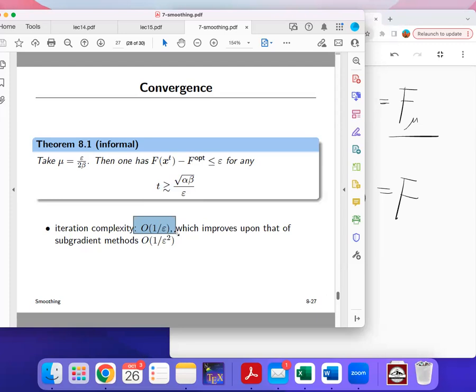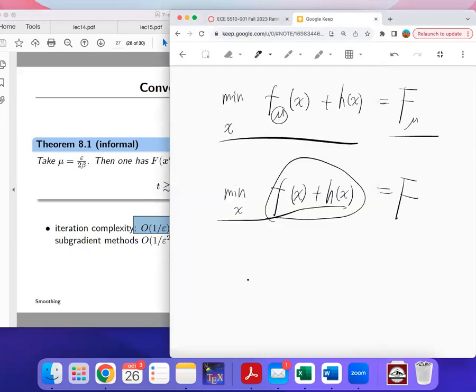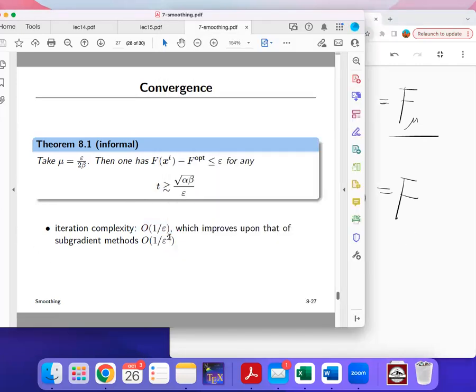And this complexity is better than applying the subgradient method directly to the original problem. For the subgradient method applied to this original problem, the complexity is 1 over epsilon squared. So this smoothing approach will be better than the subgradient approach.